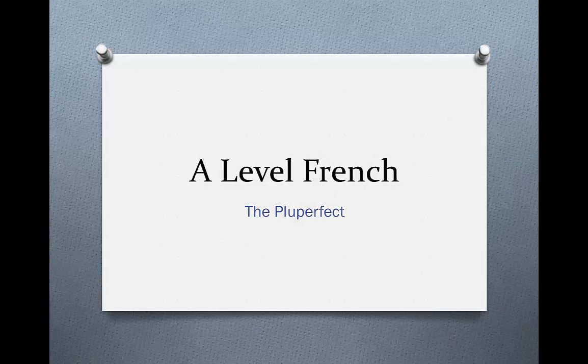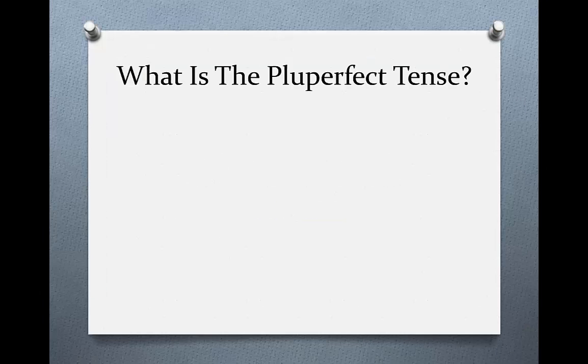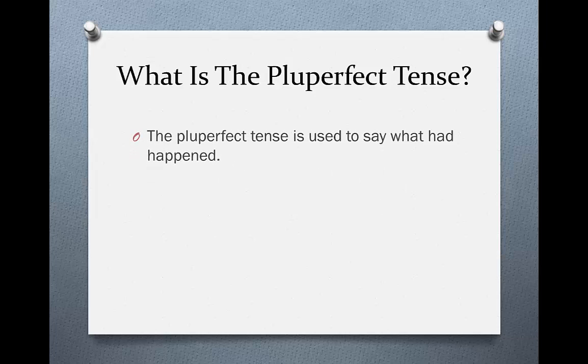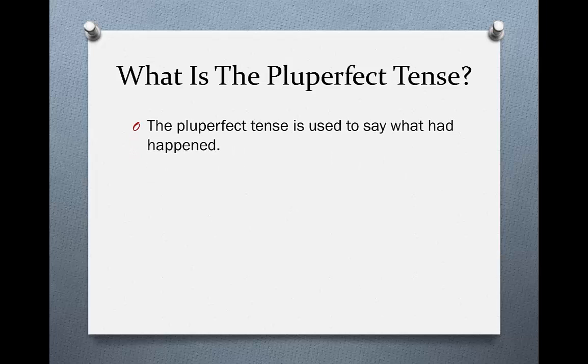The pluperfect tense. What is the pluperfect tense in French? The pluperfect tense is used to say what had happened. For example, I had eaten the food earlier. So in other words, this is another past tense.